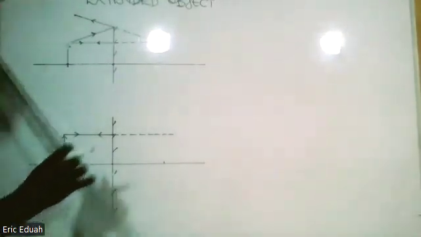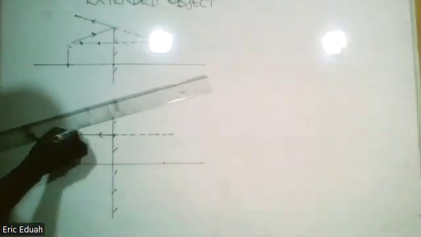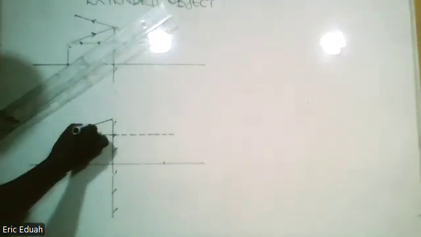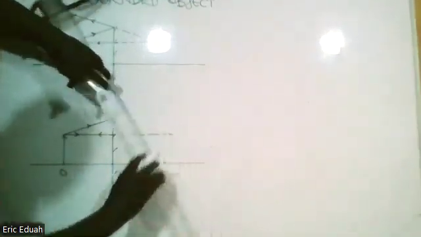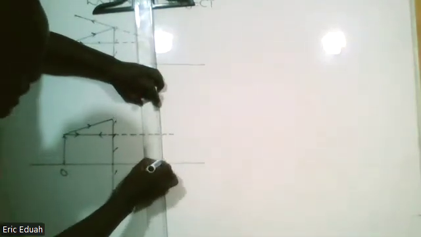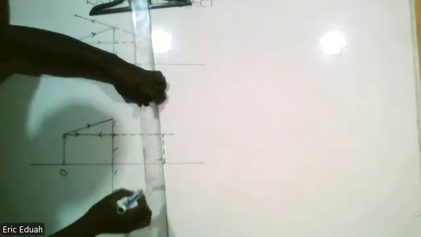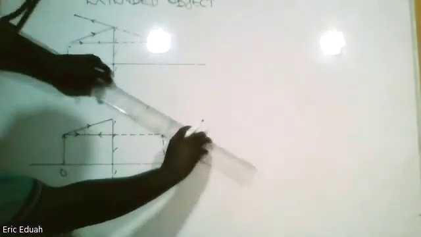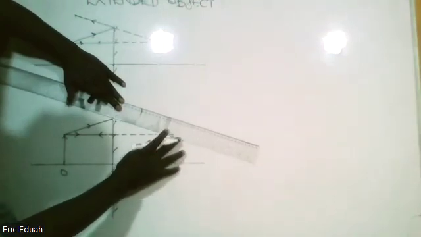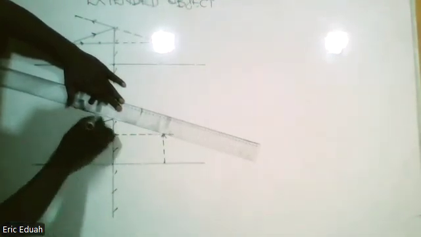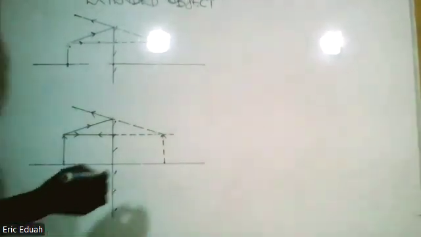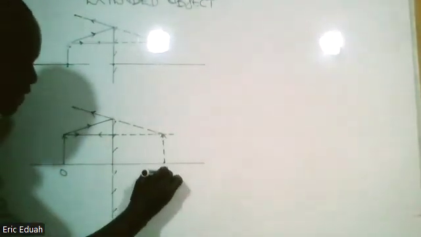Then you use a ray of light coming from the head at an angle. This ray reflects, but you must connect this ray to the height taken. This is the height of the object. So the reflected ray must be connected to this. So this is the reflected ray, and this position gives you the image. This is the image.